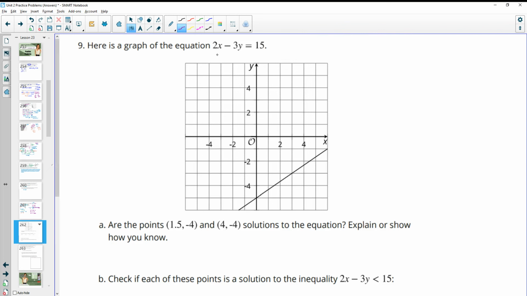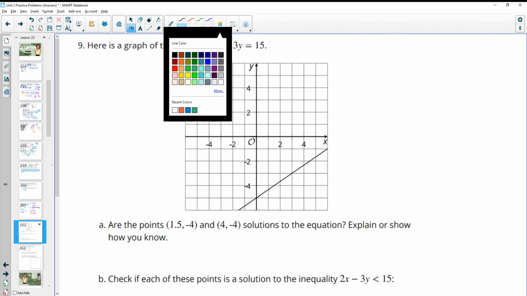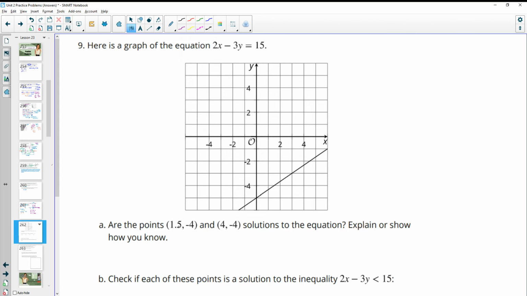Number 9, here's the graph of this equation. Are these 2 points solutions to the equation? So we can do this a couple of ways. Since they're giving us a graph, let's use the graph. So we want to go to 1.5, negative 4. And we see that that one's on the line. So that is a solution.